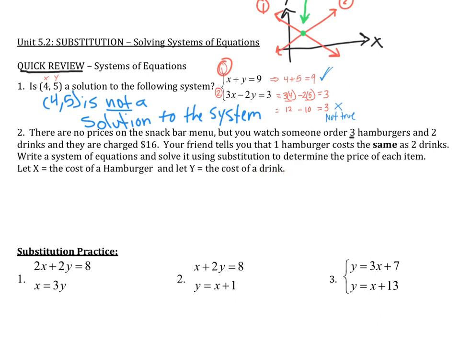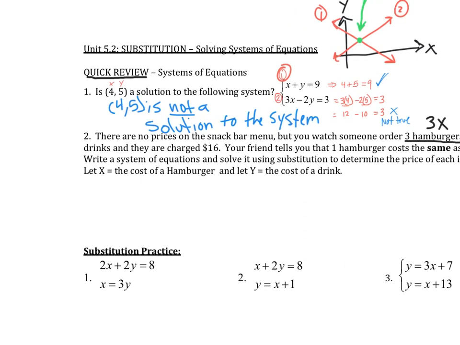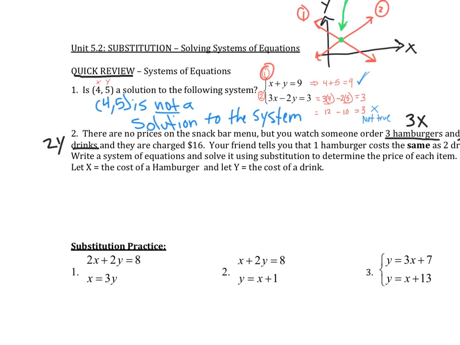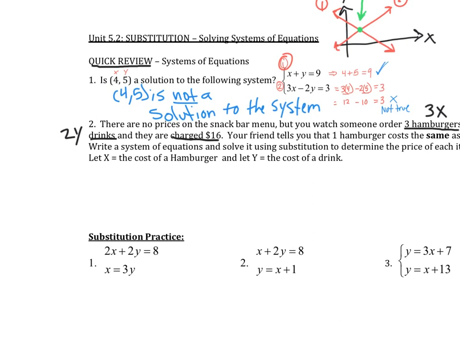So this statement right here that says 3 hamburgers, remember x represents hamburgers, so that right there represents 3x. And it says 2 drinks, so when you read 2 drinks where y is drinks, that's going to represent 2y. So if you put the 3 hamburgers and the 2 drinks together, they're charged $16. So we can say that 3x, 3 hamburgers, plus the cost of 2 drinks equals $16.